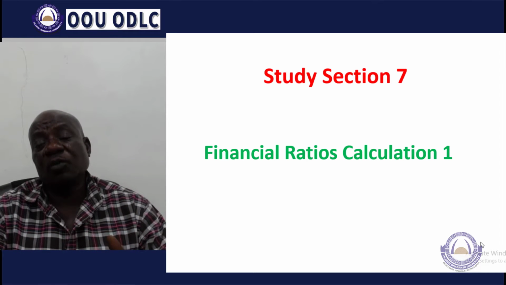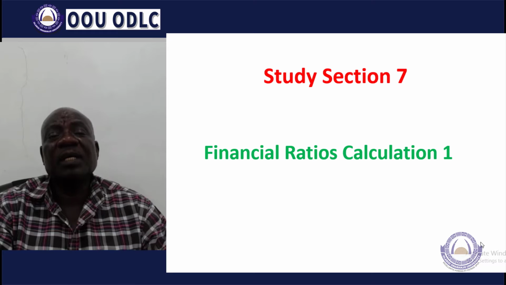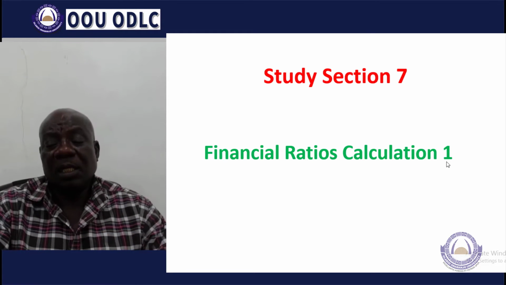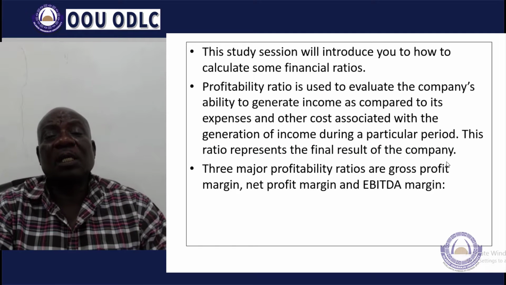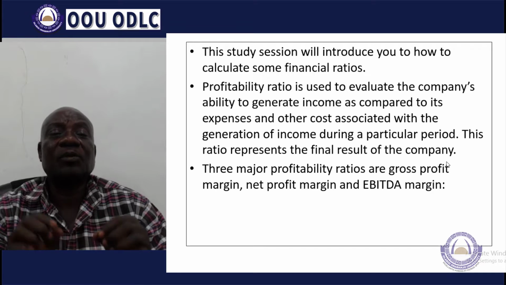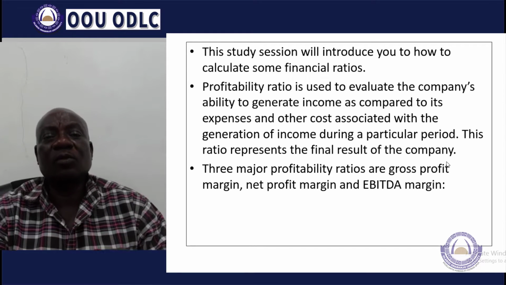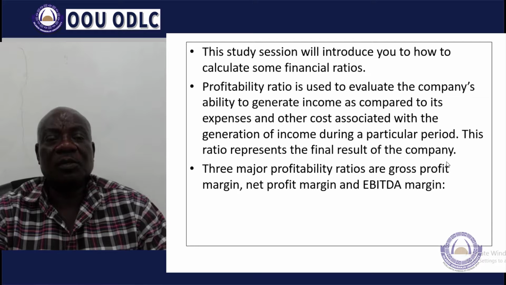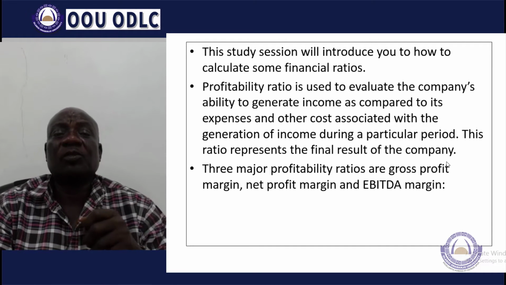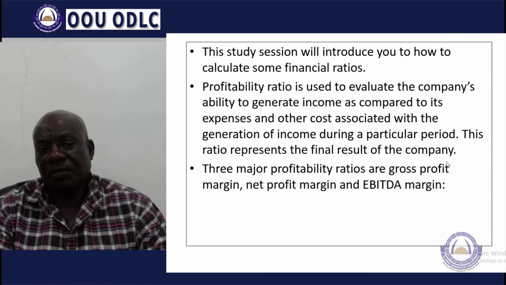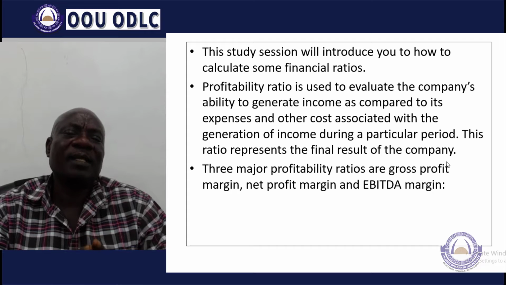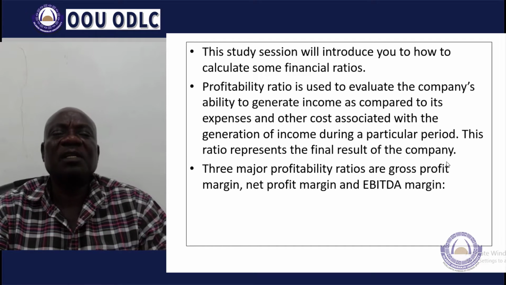Because there's one thing you have to understand: a financial ratio on its own is not sufficient without making a categorical statement as regards what that financial ratio stands for. This study section particularly will introduce how to calculate some of these ratios. The first ratio that we're going to look at is the profitability ratio.